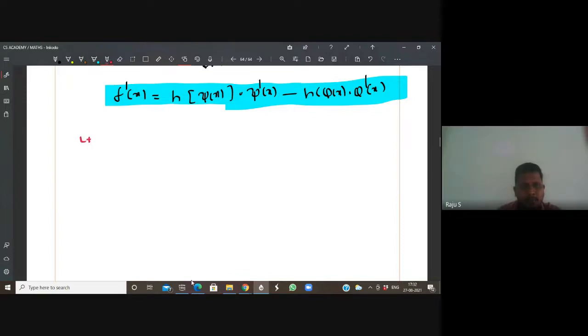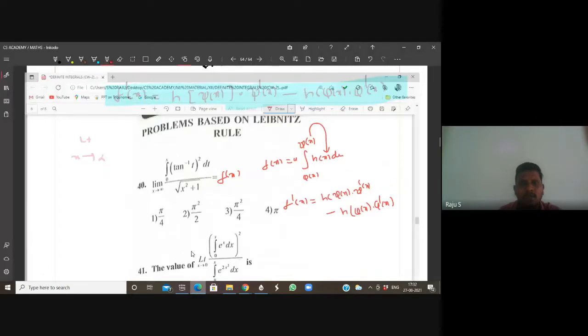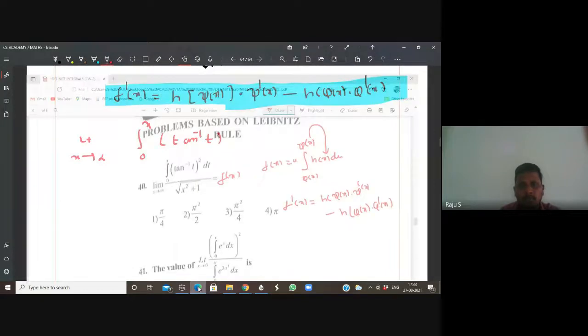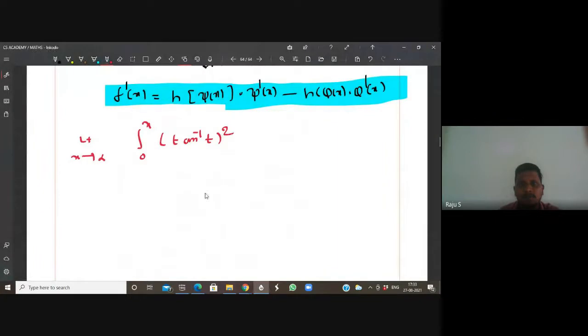See, the question is the limit as x extends to infinity of the integral from 0 to x of tan inverse t, whole square, into dt, by square root of x square plus 1. See, I want to differentiate with respect to x here. The limits are in the x variable, but the function is in the t variable. Let us take this as f of x.